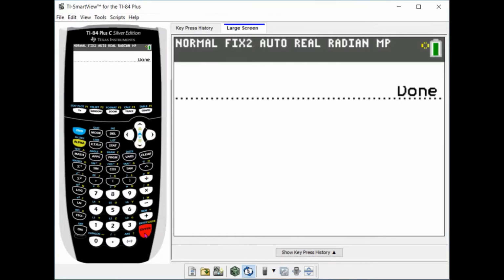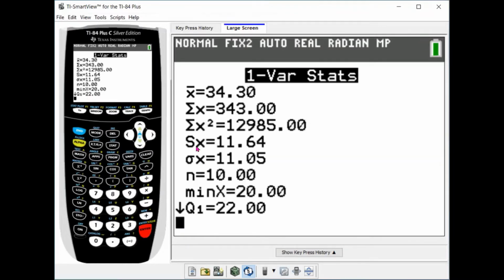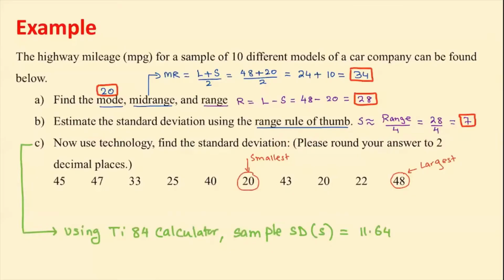Once you do that, you can see here, the sample standard deviation is 11.64 using our calculator. So from our TI-84 calculator, we got the sample standard deviation as 11.64, which is much different from the estimation using the range rule of thumb. Okay, that is the end of this example.